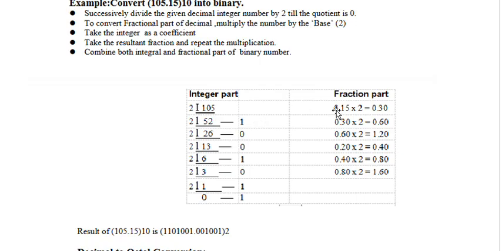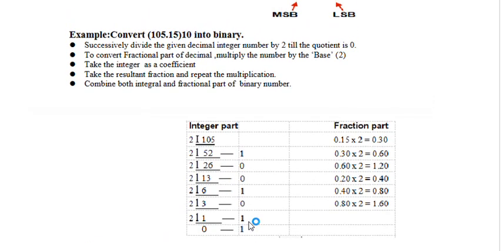Now the fractional part. How to convert the fractional part to the binary? We have to multiply with 2. So here we have 0.15 into 2. We got 0.30. Again 0.30 into 2. Again we got 0.60. 0.60 into 2. We have to continue this procedure till we get the fractional part as 0. Yes or no? And we have to keep the binary values, which are zeros and ones, from top to down. So this is the way we can convert the mixed decimal number to binary.